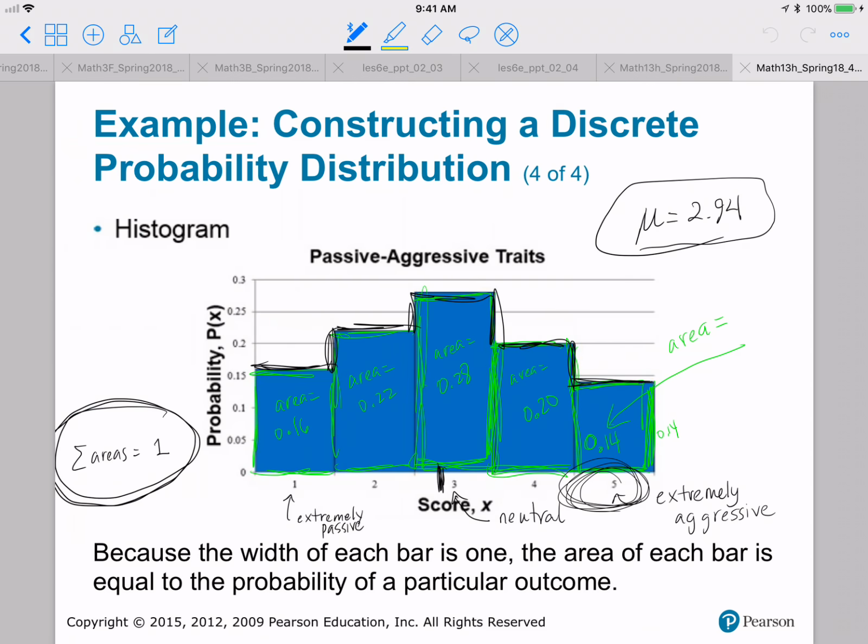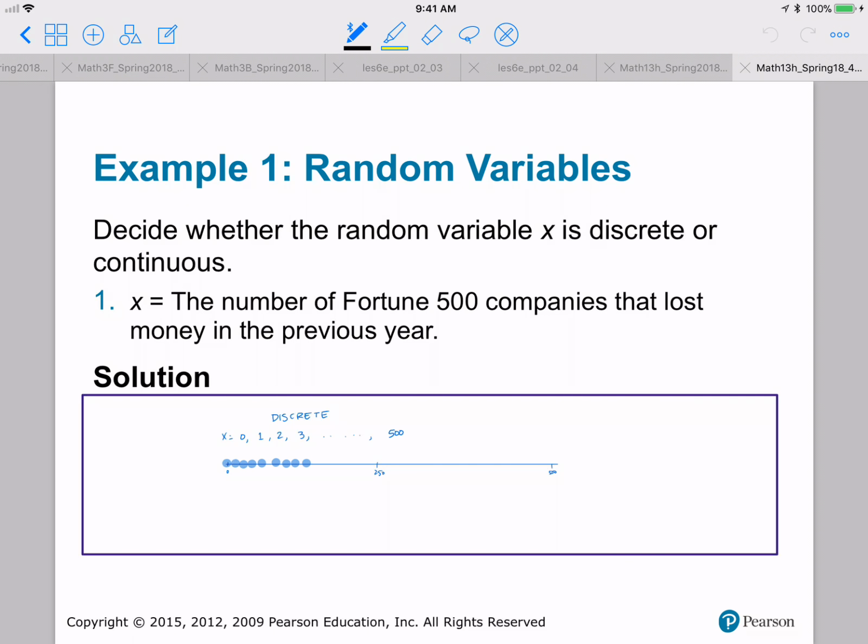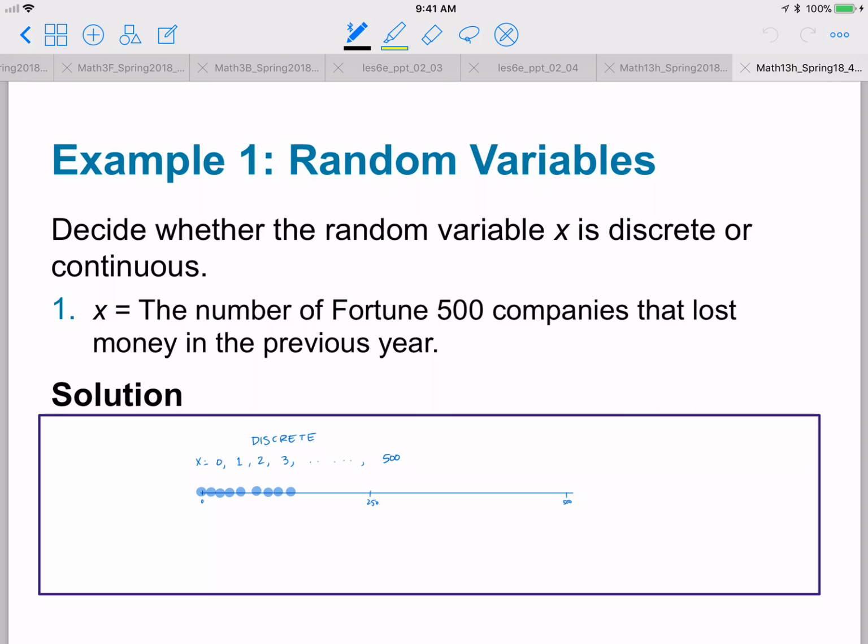So going back to our beginning examples, we had some random variables. The number of Fortune 500 companies that lost money in the previous year. If you were to look at the expectation of X, what does that tell you? That tells you how many Fortune 500 companies you expect to lose money this year. So it's like you're making a prediction based off of what's happened in the past.